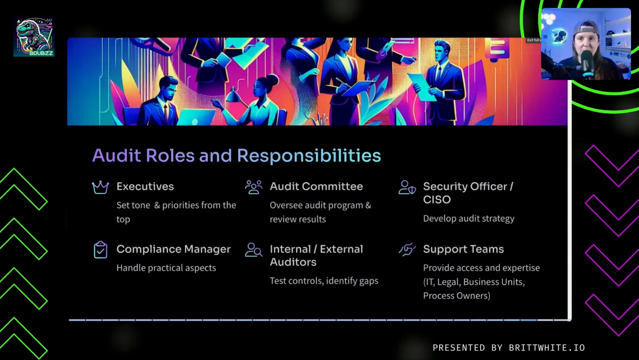Finally, our support teams complete the picture. IT provides technical access for the auditors. Legal makes sure compliance requirements are met. Business unit managers coordinate departmental access. And process owners explain how their systems and workflows operate. For example, the CISO might initiate a patch audit. The compliance manager books the audit firm. And security helps auditors dig into the logs, while IT provides system access and process owners explain their control implementations. It's truly a team effort to lock in our security.